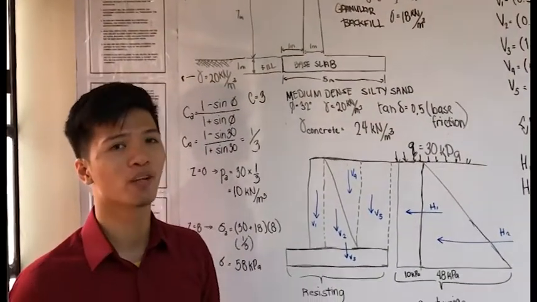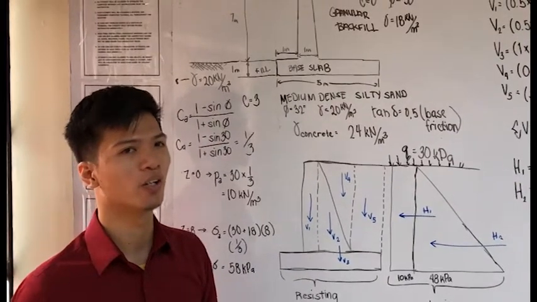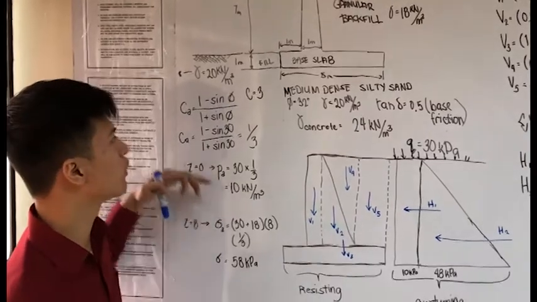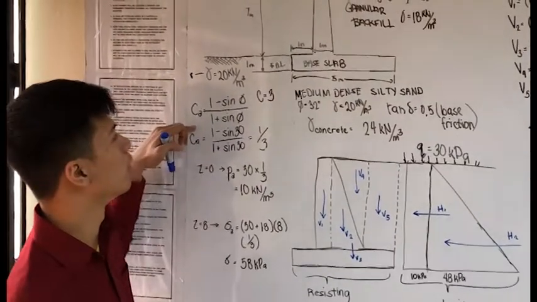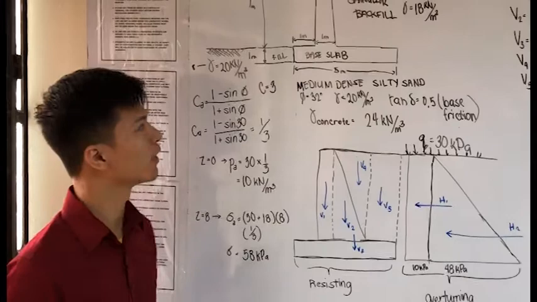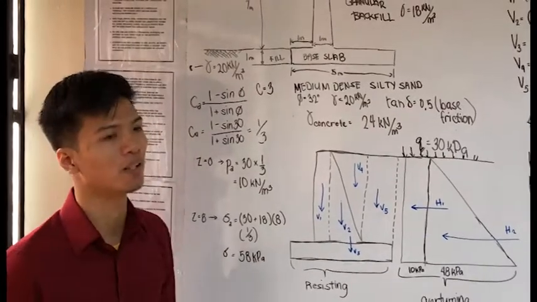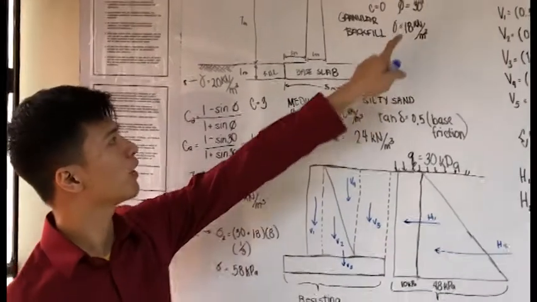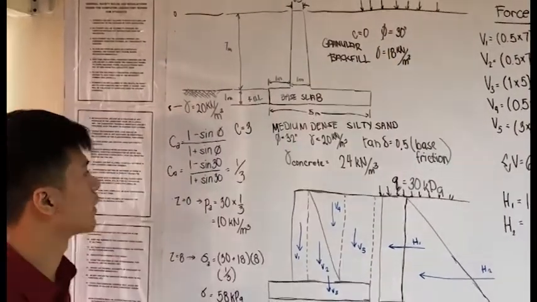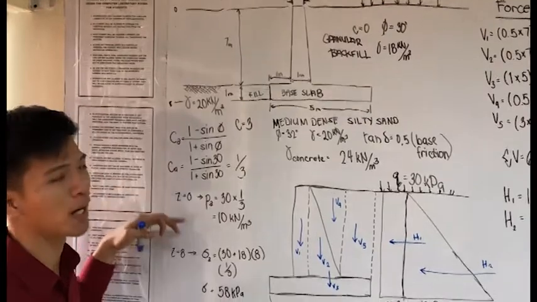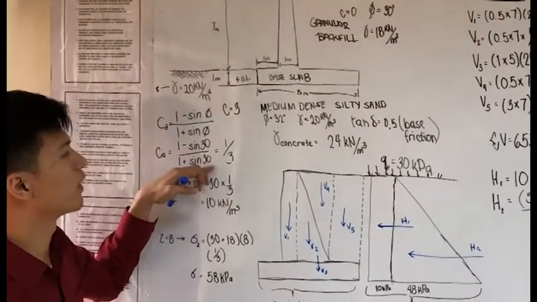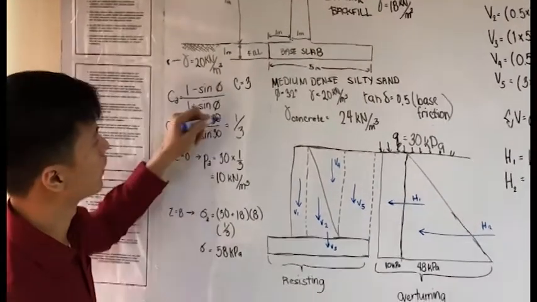First, we will compute the coefficient for the active soil pressure, for which we'll use Rankine's formula, which is equal to 1 minus sine theta over 1 plus sine theta. Here we will substitute the angle of repose, which is 30 degrees, for the surcharge, in which we will compute its active soil pressure. Once we substitute the 30 degrees here, we get a value of 1/3.